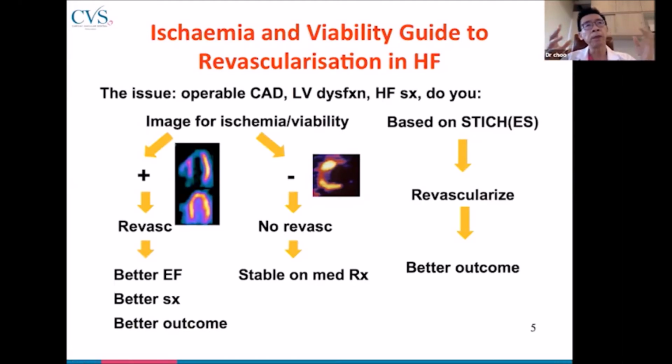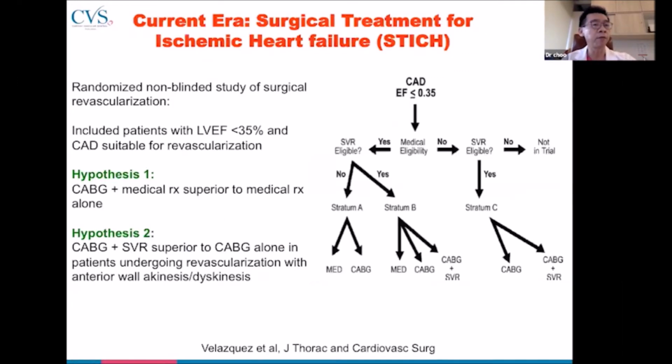There are a few ways of looking at this, but most of us still like to look at the presence of ischemia or viability, especially when the LV function is very poor, before deciding if the patient is suitable for revascularization. If there's no viability, we leave them on medical therapy. But if you follow the STICH trial, you will revascularize all the patients regardless, and you don't even need to check for viability.